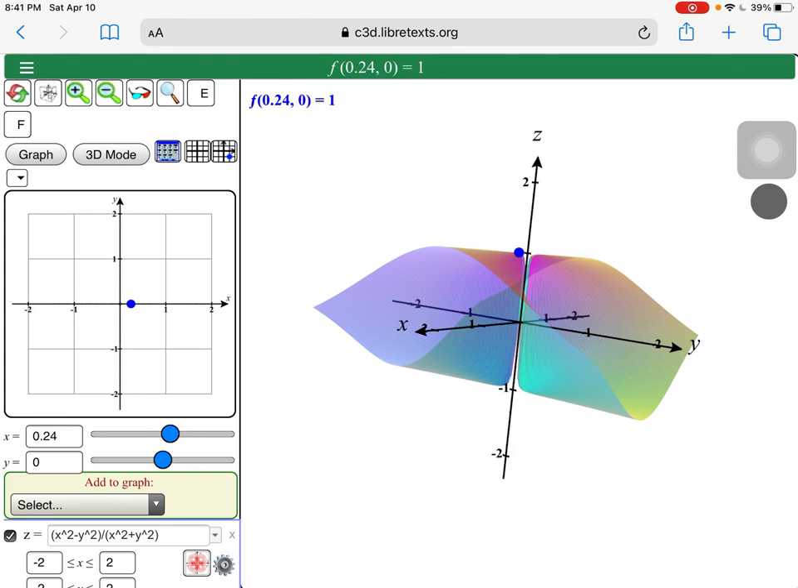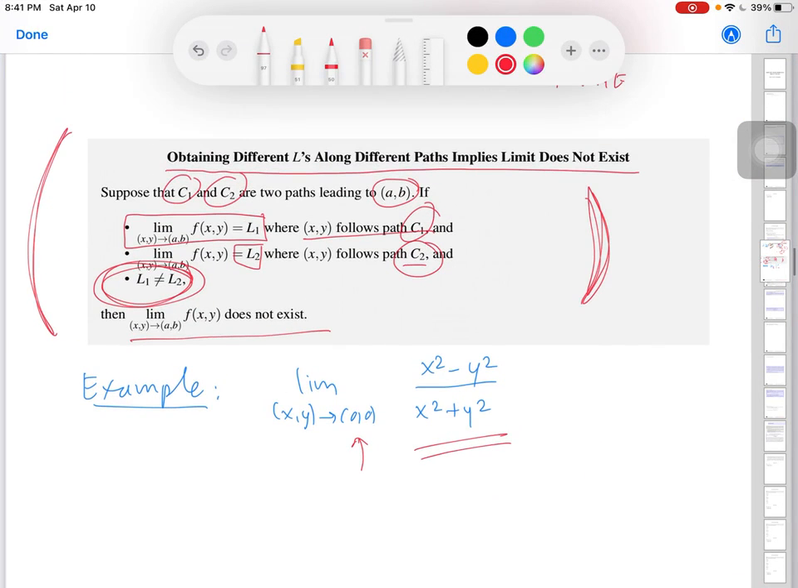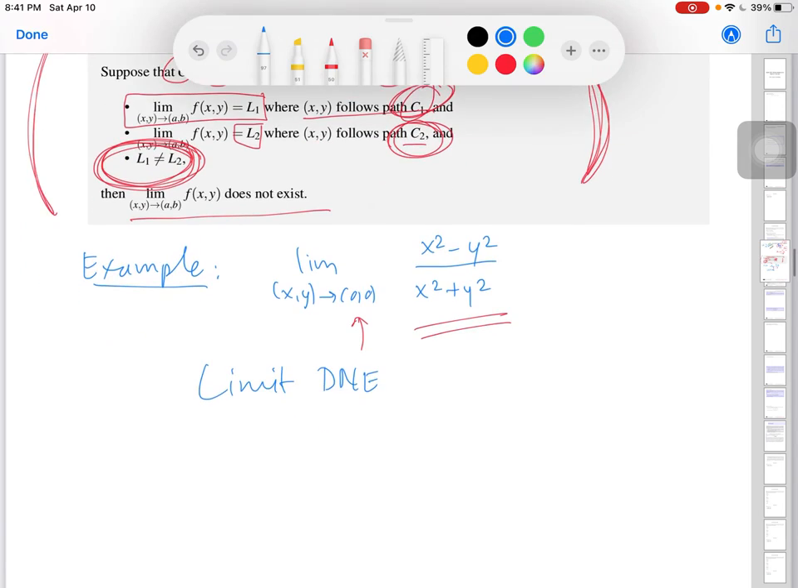If I go back to my gray takeaway box here, I have now found paths C1 and C2 along which, if I try to evaluate the limit, I get different function values, -1 and 1. So this limit does not exist.